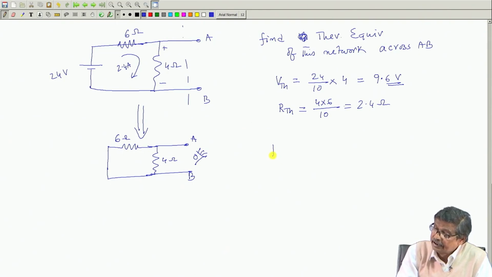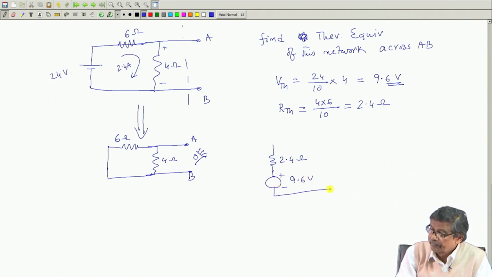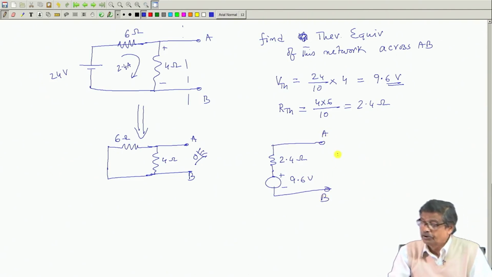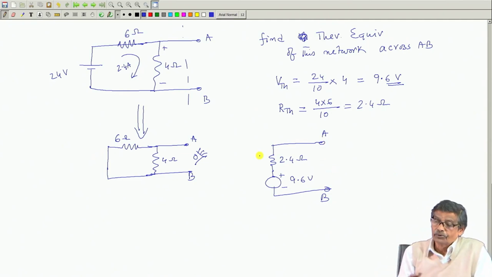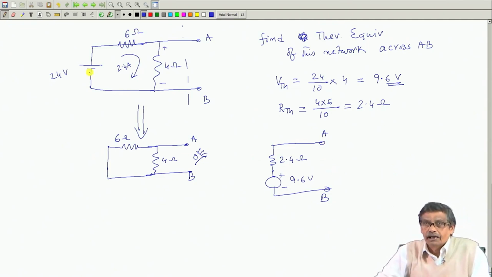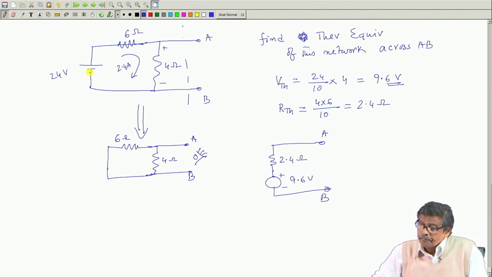Then I will say the Thevenin's equivalent across AB, you can think that A B. You want to find out current, if you have connected 4 ohm, okay, it will be 9.6 by 2.4 plus 4 ohm. So, this is the Thevenin's equivalent network of a circuit. So, I have taken a very simple example to highlight the main steps, and you get these values.